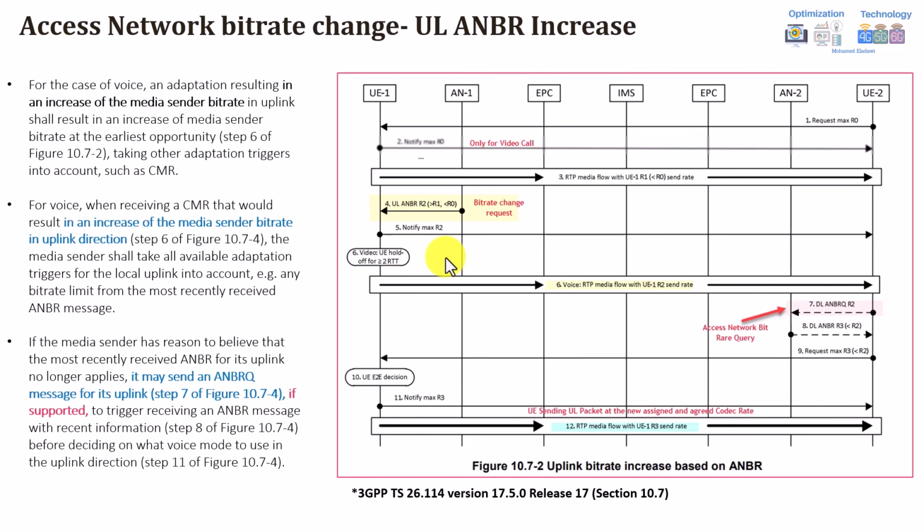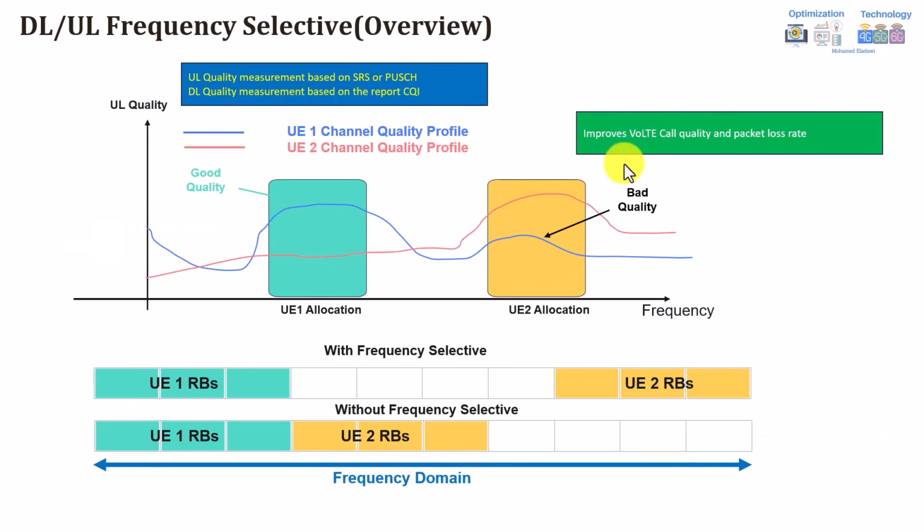So you can have a try and check what kind of impact you can see in case of the codec rate change, for example, how much the coverage is going to be extended and so on. So this is from the theoretical point of view. Let's move now to the last feature, which is actually about downlink, uplink frequency selective.